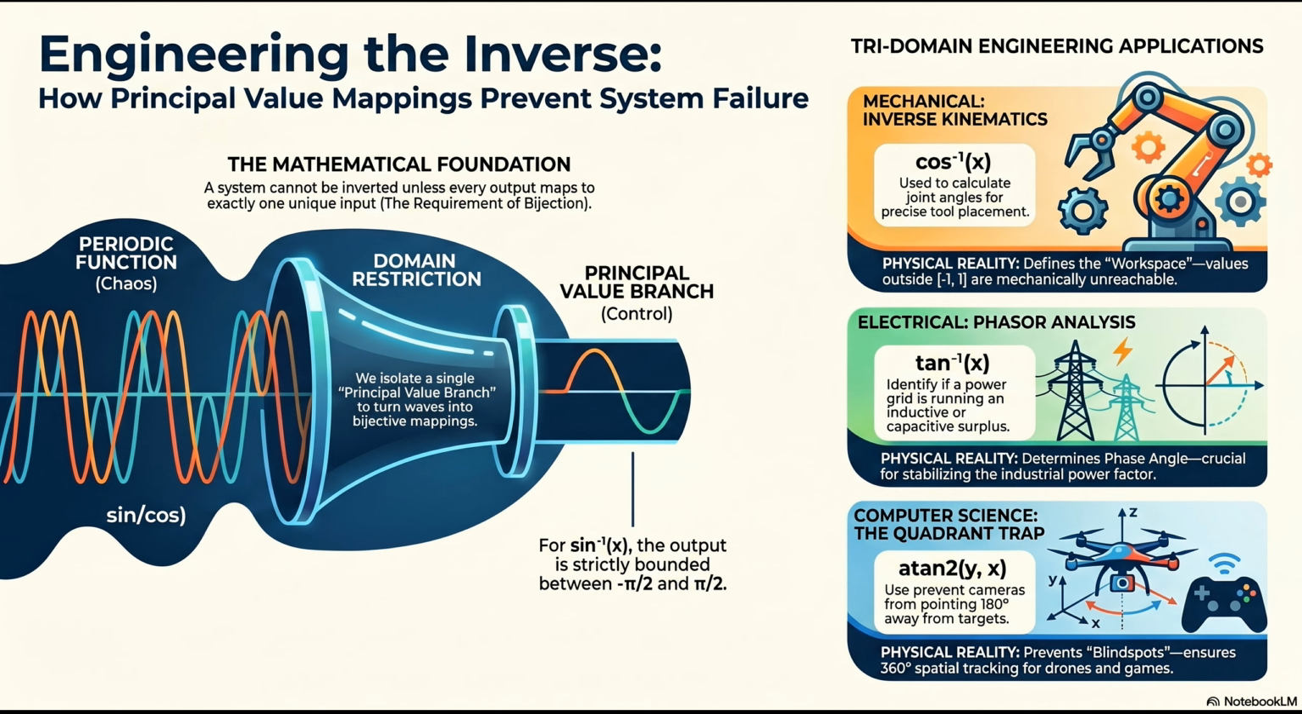That is wild. It is. And it goes even deeper into physical safety. Let's look at the output range of that inverse cosine function. The principal value branch restricts the output strictly to between 0 and pi radians. Which translates to 0 to 180 degrees? Right. Because of this mathematical limitation, the inverse function naturally refuses to output a negative angle.